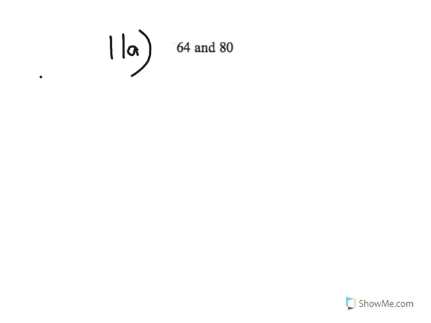Okay, question 11a. You're being asked to find the highest common factor of 64 and 80. Now before we do this, let's split 64 and 80 into their prime factors, because we can't solve this question without splitting them into their prime factors.